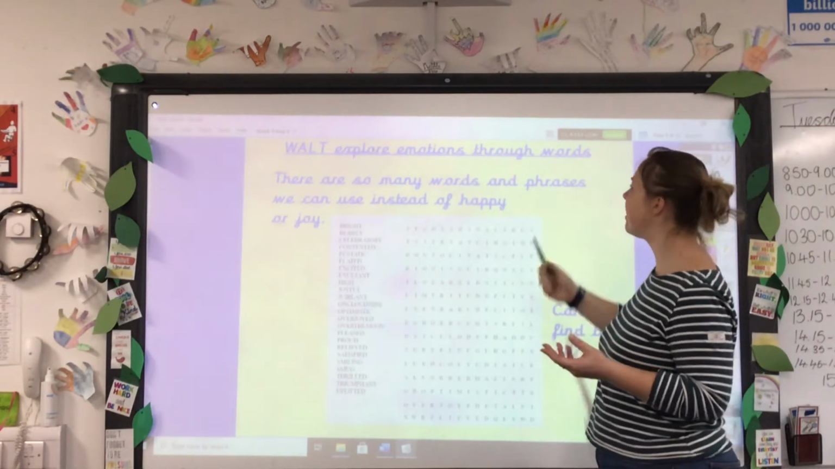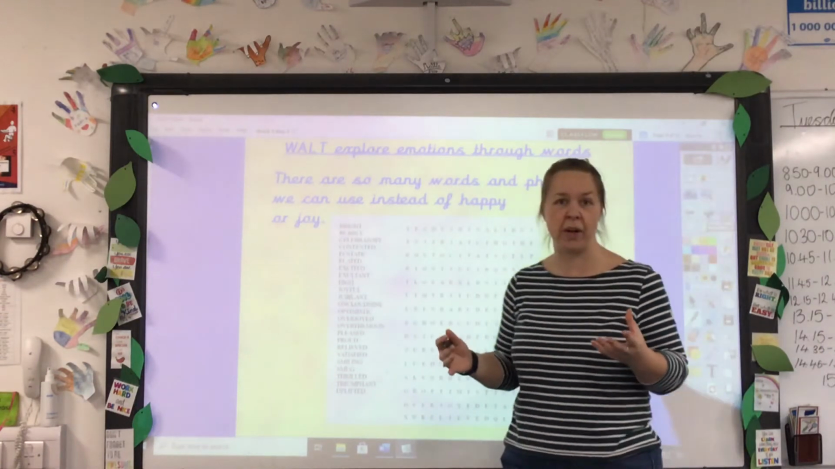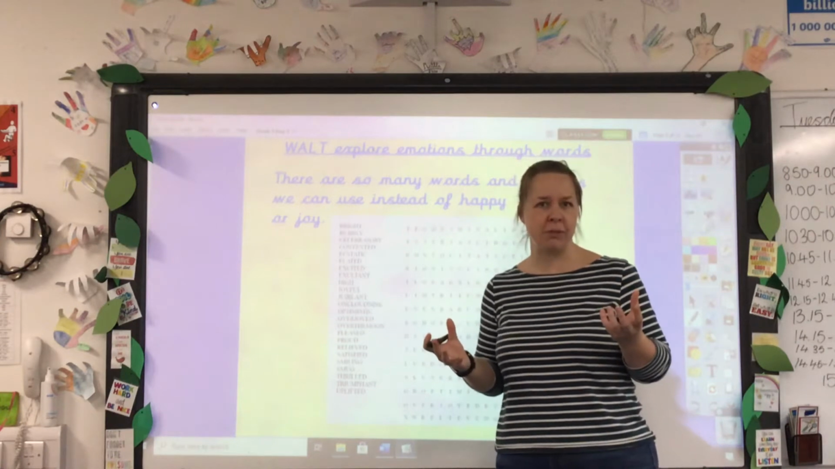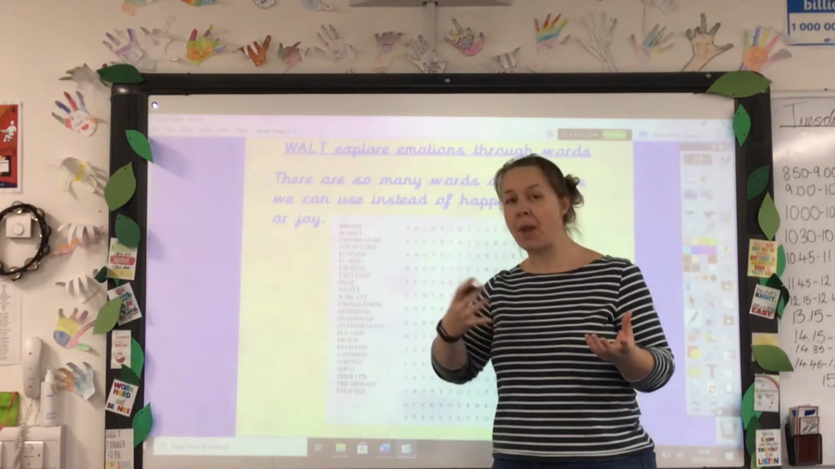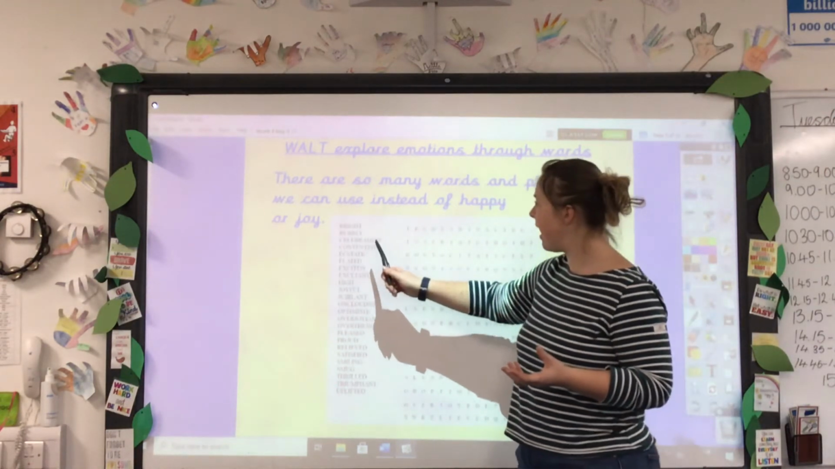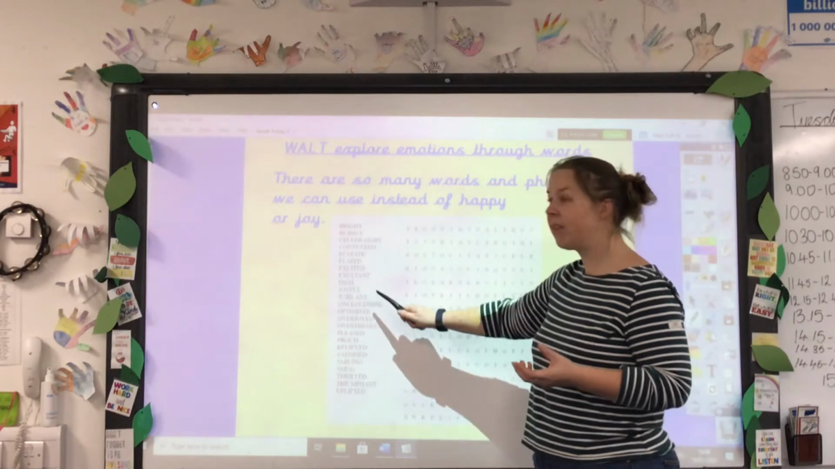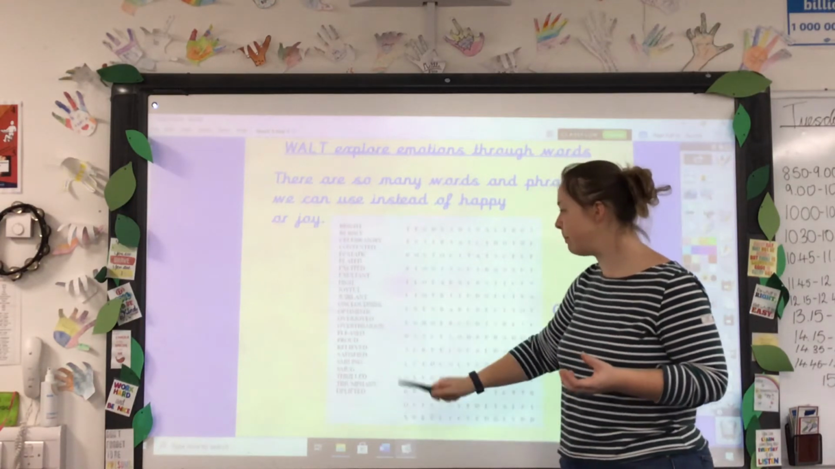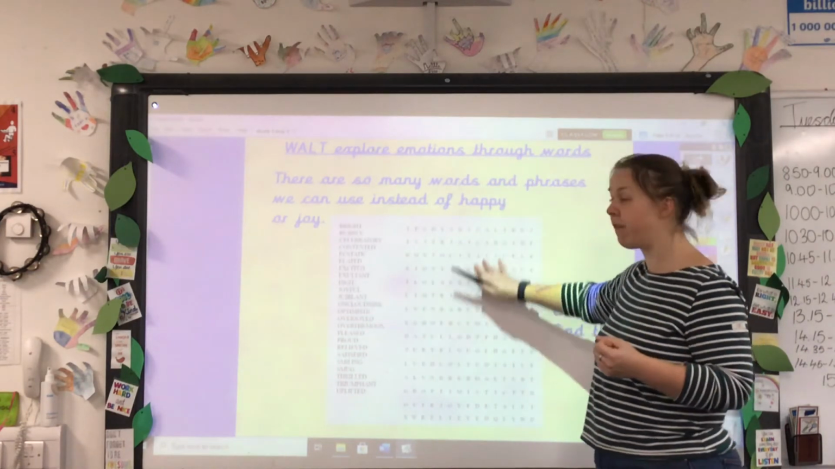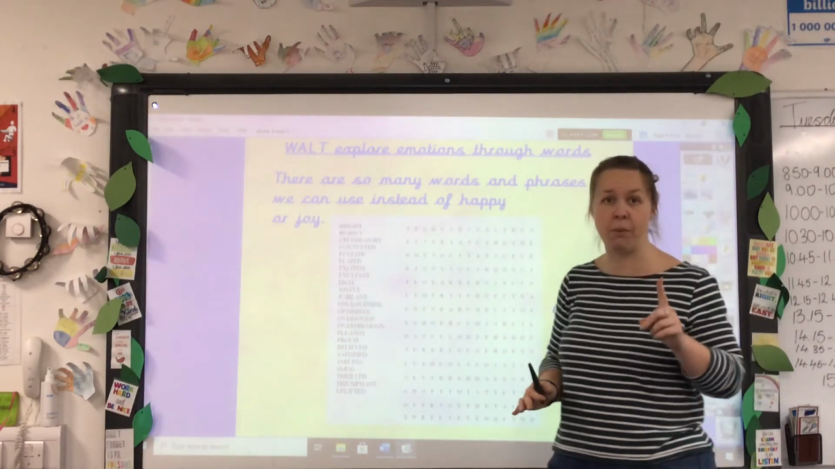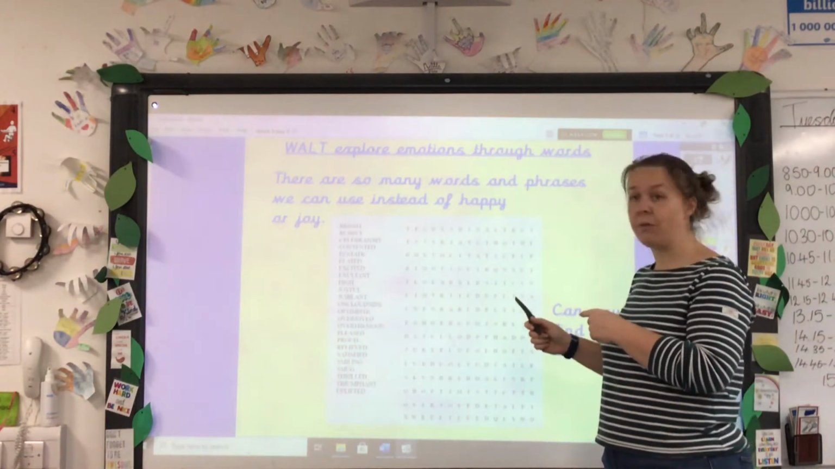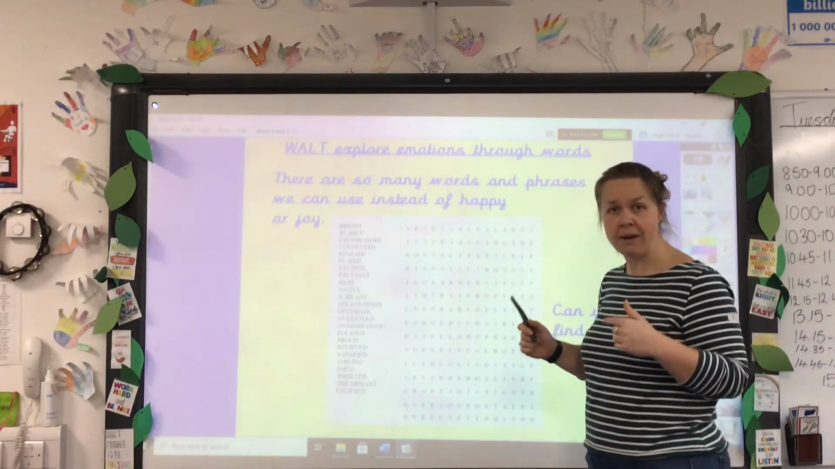There are so many words and phrases that we can use instead of happy or joy. Happy is boring, isn't it? We need to up-level that. So we'd sometimes use a thesaurus to find a better word, to up-level it. Here, you've got words like celebratory, jubilant, on cloud 9, proud, pleased, smug, thrilled, triumphant. So we want you to see if you can find those words in this word search. That is task number 1. So pause the video now, have a look for those, and when you're finished, come back and we'll move on.